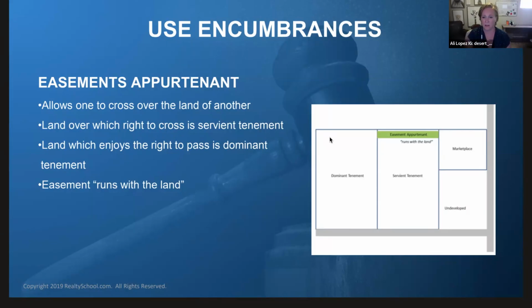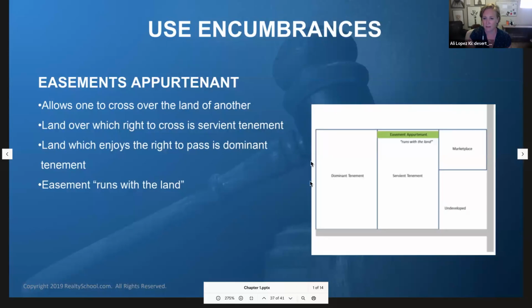Okay, so this is your land that's surrounded by everybody else's. And in order to get to the marketplace, the fastest and easiest way to get there is to go across Bob's land. Bob is the servient tenement. Doesn't mean that you own this piece of Bob's land. It's that he's given you an easement to use. He can still pave it if he wants. He can make it concrete. He can make it gravel. He can put flowers on it. You cannot put flowers on it. You cannot pave it. You cannot make it gravel. You only have the use.